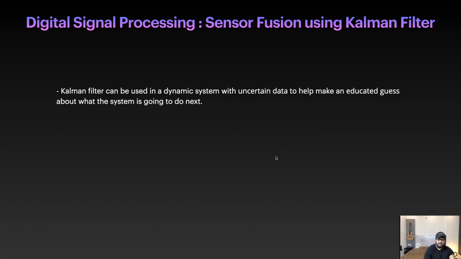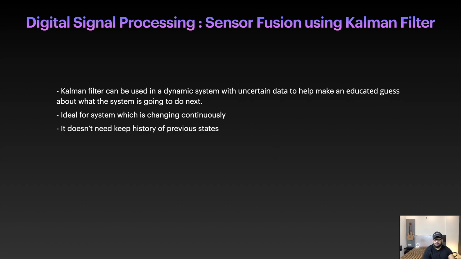Kalman filter can be used in a dynamic system with uncertain data to help make an educated guess about what the system is going to do next. This is a very powerful concept of Kalman filter. It will give you a very good estimation of what your system is going to do next, based on the current values and the uncertain data set which you provide to the Kalman filter, that it will use to do some computation and give you a very good guess. So it's not absolute, it will give you the estimation. It's ideal for a system that is continuously changing, and for FPV drones, we are flying very fast through the gates and doing all kinds of maneuvers. So it's really ideal for these kinds of situations.